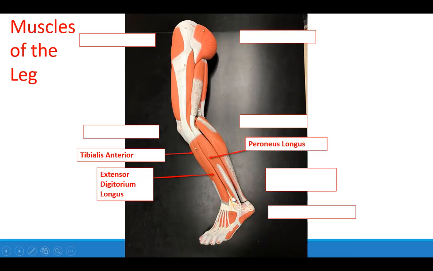Here we have the peroneus longus. It also helps with the motion of our feet. And if you have a longus, you generally are going to have a brevis. I would say a shortus, but it's a brevis, meaning short. And here we have the peroneus brevis, also involved with spreading out our feet, spreading out our toes.